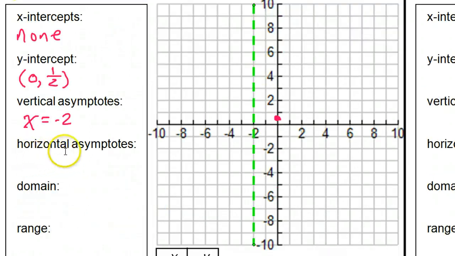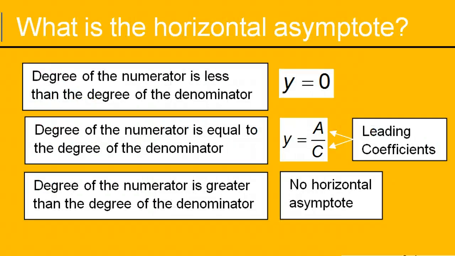All right, next it's time for the horizontal asymptote. Now, for the horizontal asymptote, I look at the degree. If the numerator degree is less, the asymptote is y equals 0. If the numerator degree and the denominator degree are equal, then I just make a fraction out of the leading coefficients, and that is my horizontal asymptote. If the numerator degree is greater, then there is no horizontal asymptote. There might be a slant asymptote, but we'll get to that another day, not today.